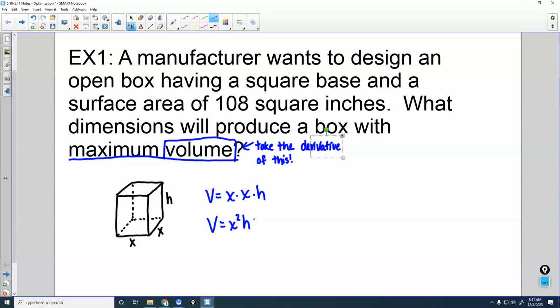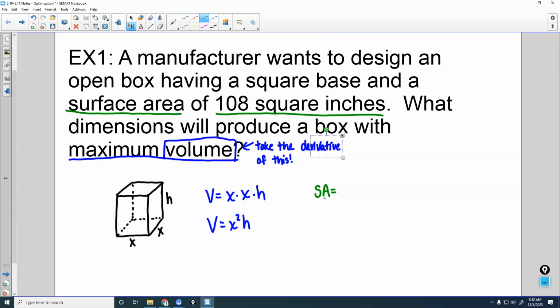So we have an issue because we have two variables right there, and we need it down to one variable. We need this to all be in terms of x or all be in terms of h in order for us to do this problem. So right now we can't do anything. What we're going to have to do is take our other piece of information they give us. And the other piece of information is that the surface area is 108 square inches. So we need to write an equation for surface area.